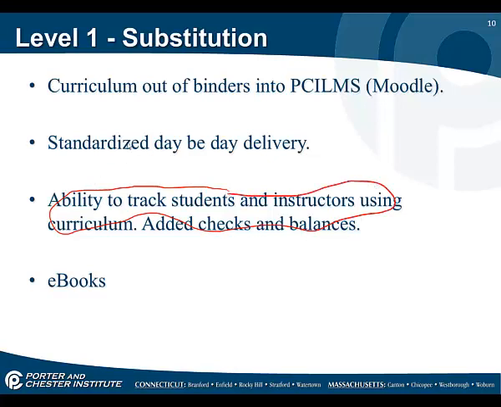But in reality, we had this on paper. We supposedly had that in the binders. And we had this on paper. That's what we mean by substitution. So we got rid of the non-technical point. We went to the technical side. But we didn't change much of anything in terms of the instruction we're delivering.